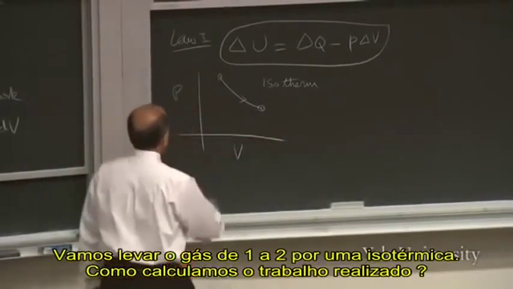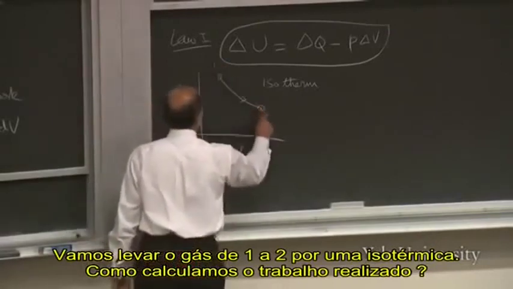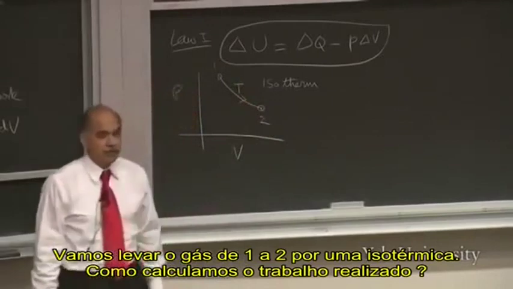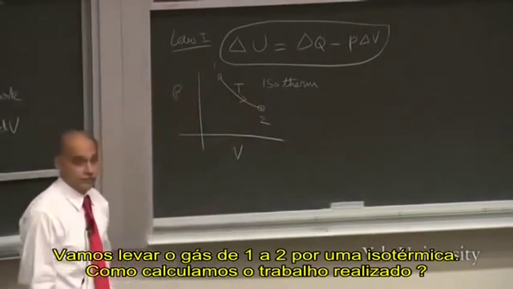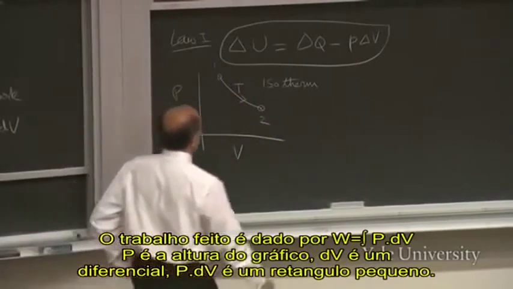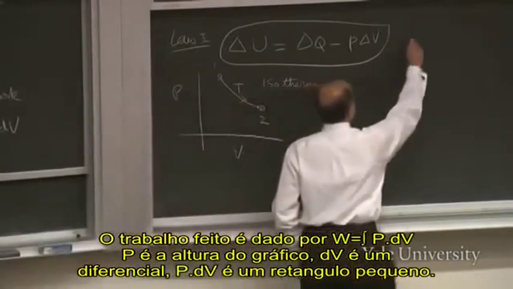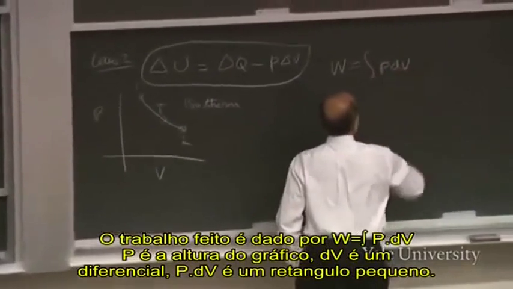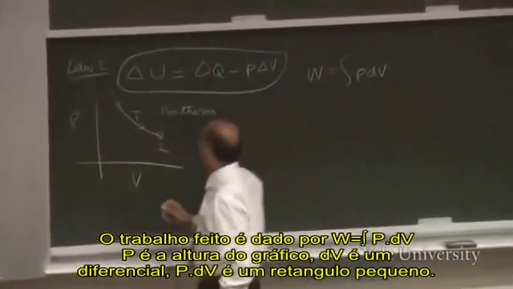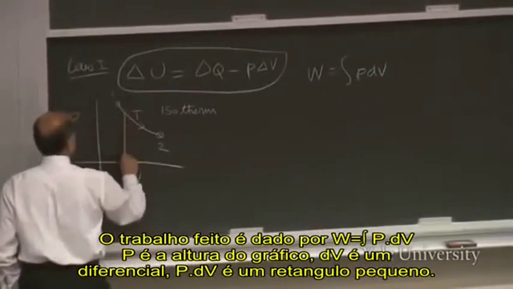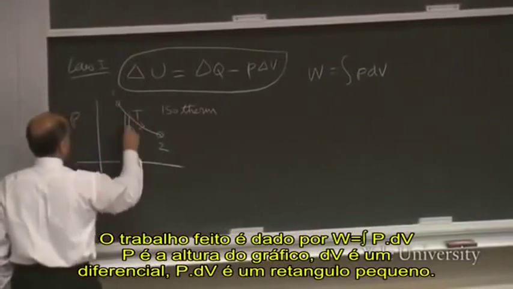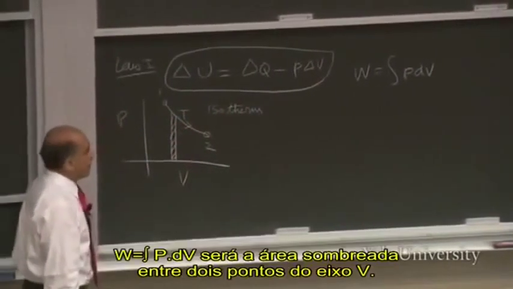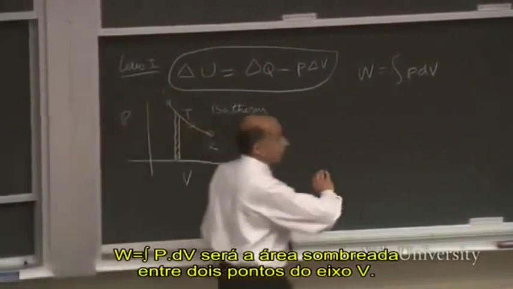So you want to take your gas for a ride from here to here. Throughout, it's at a certain temperature T. What work is done by you? That's a very nice interpretation. The work done by you is the integral of P dV. But what is the integral of P dV? That's P, and that's dV. P dV is that shaded region. In other words, if you just write P dV, it makes absolutely no sense.